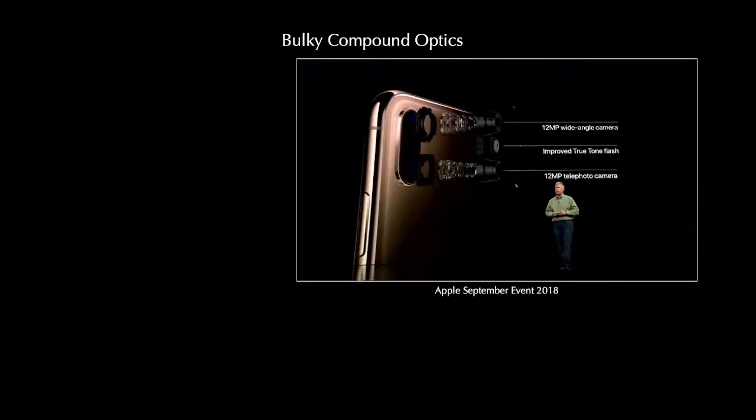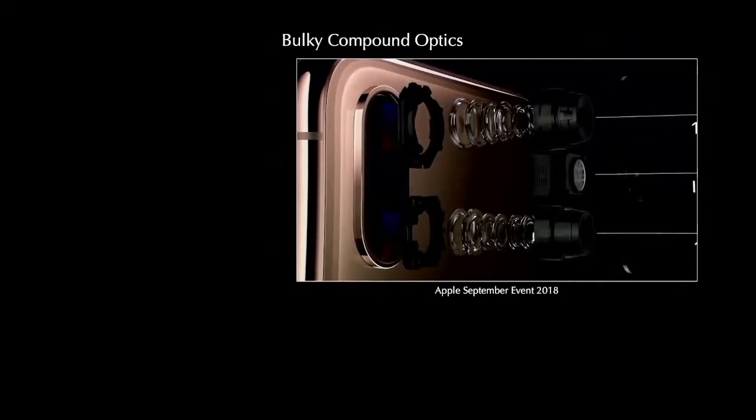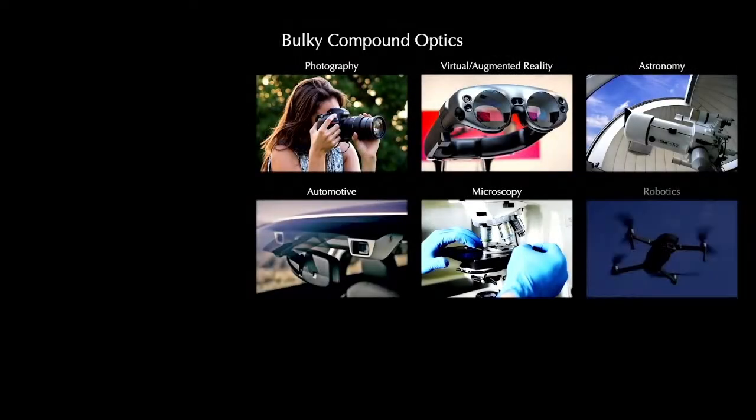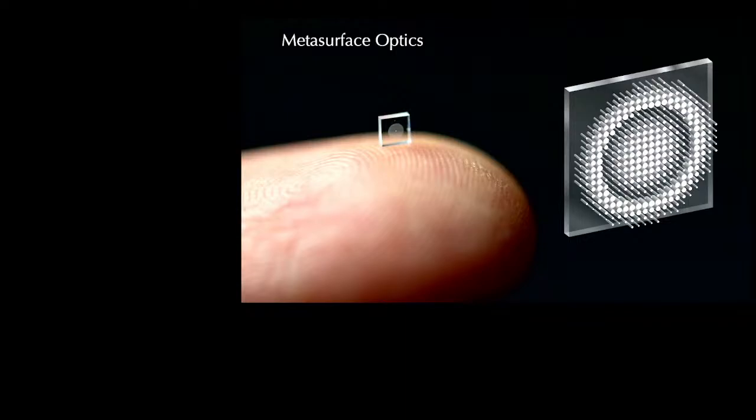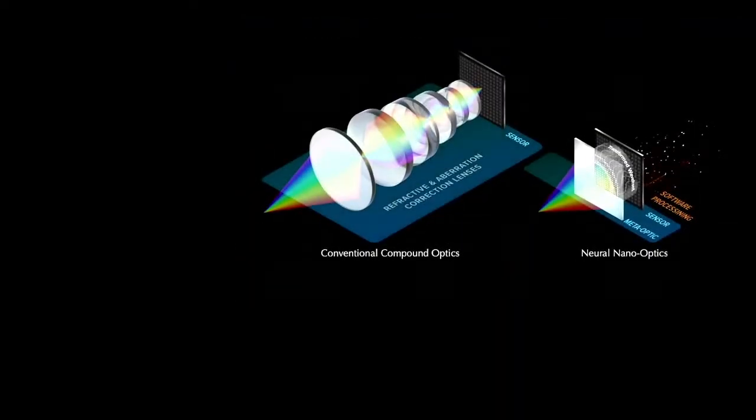Smartphone cameras are becoming more sophisticated and complex with each passing year, resulting in bulky camera bumps on consumer devices. Going beyond smartphones, many applications rely on bulky, compound optics. In this work, we present metasurface optics as a replacement for bulky, compound optics. While a conventional optic relies on a series of glass lenses, a metasurface uses subwavelength nanoantennas to direct light with much finer control.